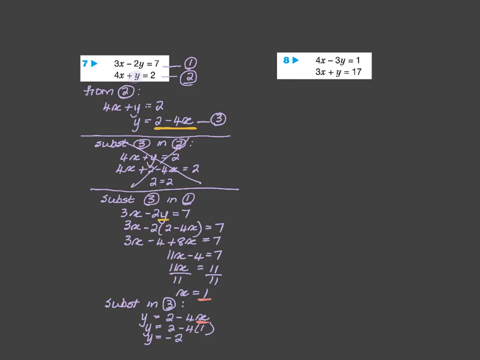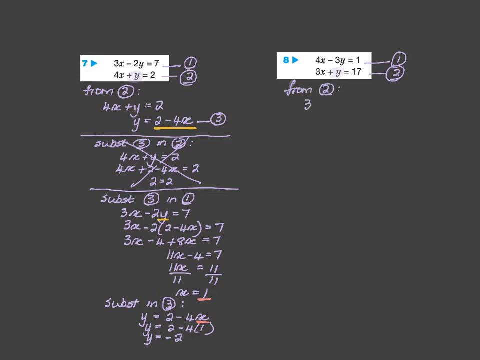Number 8 is similar to number 7, and we use the same strategy. There's equation 1, there is equation 2. I don't have x or y as the subject of the formula, but I can see that I can make y the subject of the formula in equation 2 very easily. So I tell everybody I'm working from equation 2.